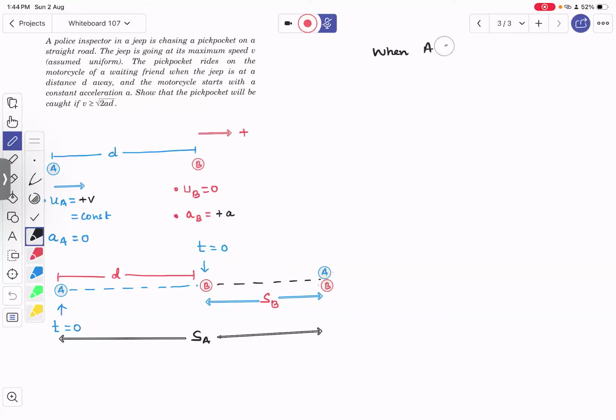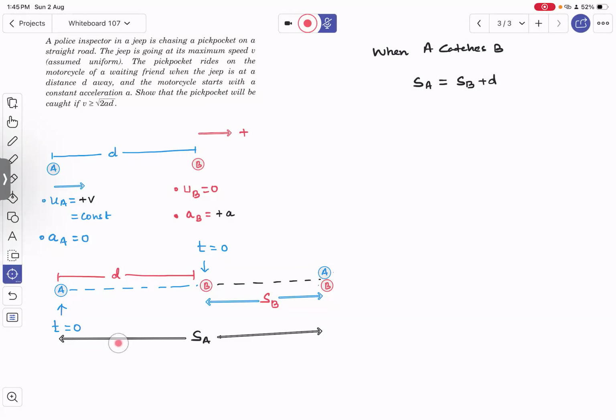When A catches B, the equation that will be true is that the displacement of A is the same as the displacement of B plus D. All of you agree to it? Have a look at the figure.